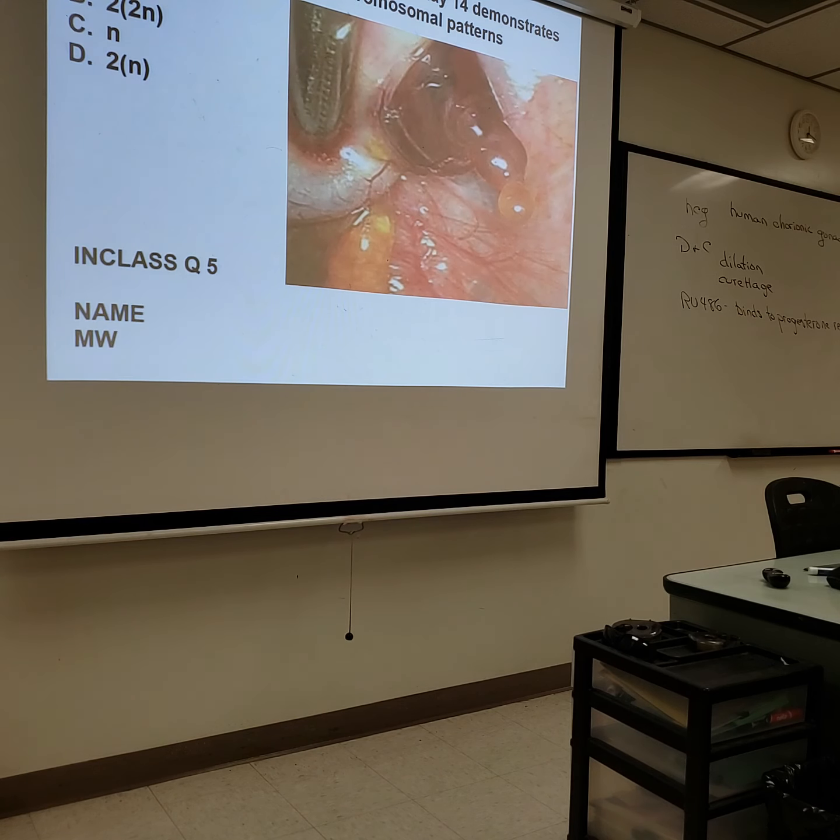So question number 5: the egg cell, which is ovulated on day 14, demonstrates which of the following chromosomal patterns? That's a mature antral follicle. That has to be C, right? Becoming a corpus hemorrhagicum. Yeah. Because at that point, it's ready to be fertilized by an N sperm. Yes. We got that one.